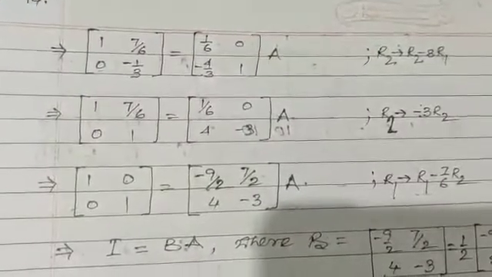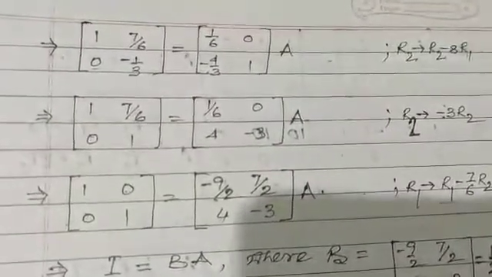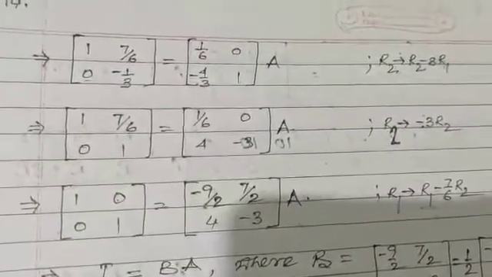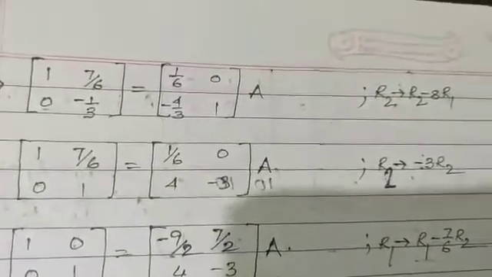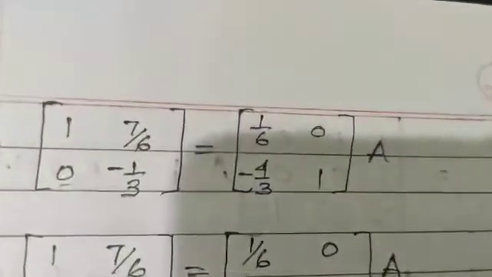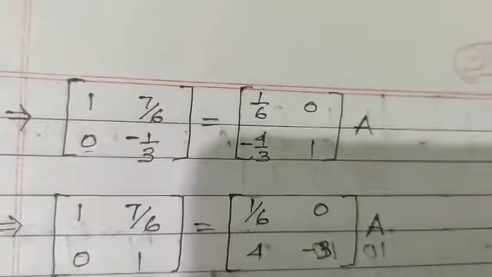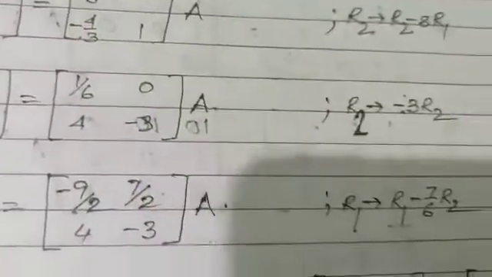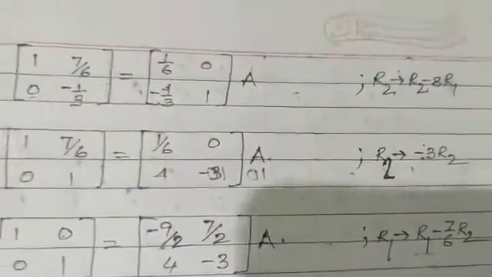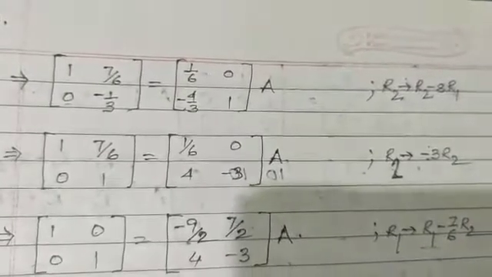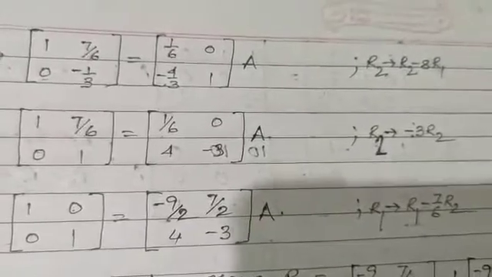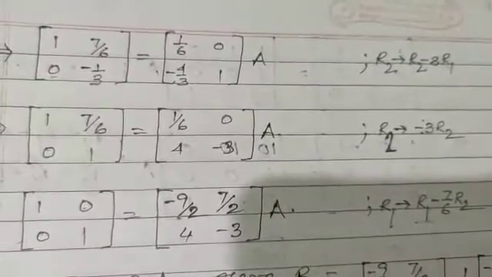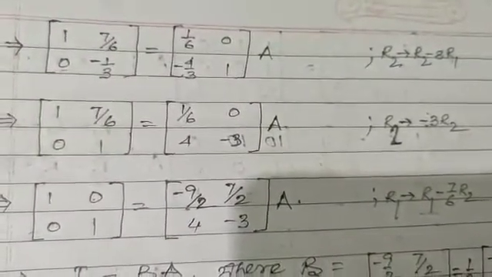The third step, I told, convert the other diagonal element into 1 using a suitable operation. So here it is minus 1 by 3. If I multiply it by minus 3, that will be 1. So R2 is multiplied by minus 3. The new matrix on the left hand side is 1, 7 by 6, 0, 1. And on the right hand side, here it is 1 by 6 and 0 as it is, and the second row is 4 and minus 3.